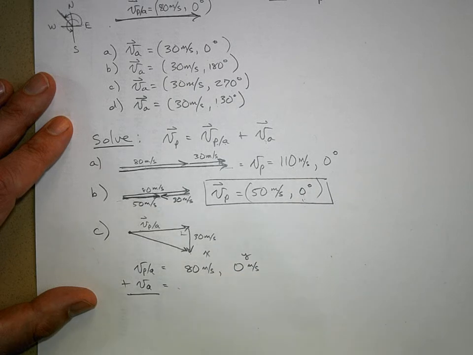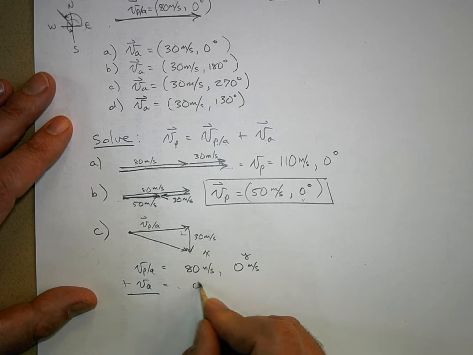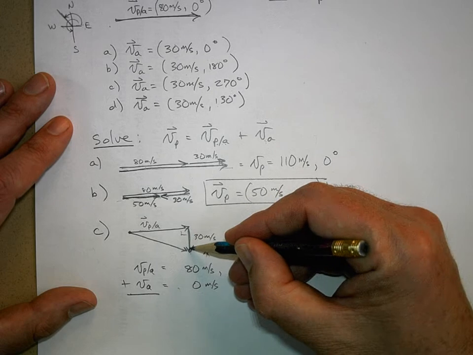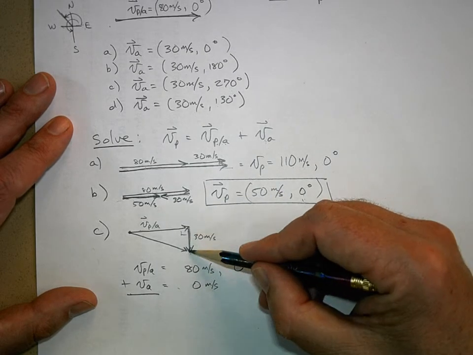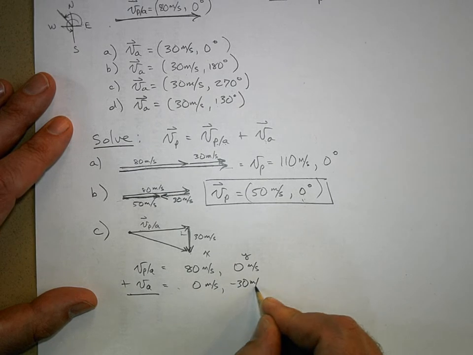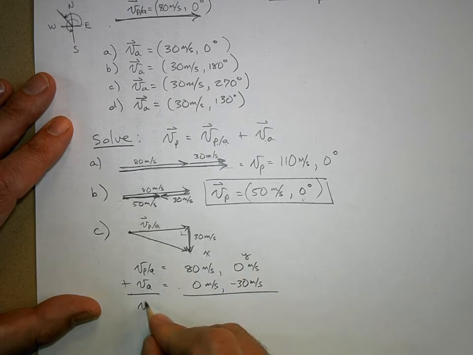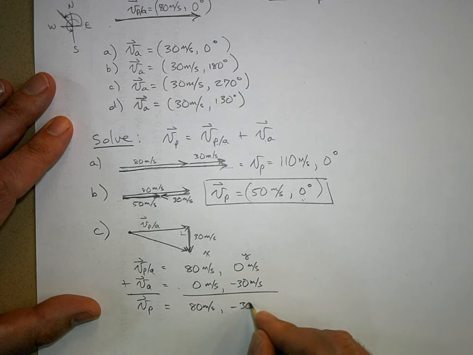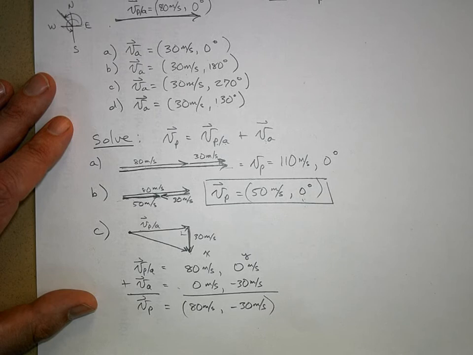Now what's the velocity of the air? 0 meters per second in the x direction. But what is it in the y direction? Is it 30? Negative 30. So the velocity of the plane is 80 meters per second in the x direction, negative 30 meters per second in the y direction. Yes? And so now I can just use Pythagorean theorem. Please, somebody get your calculator out and do this for me.